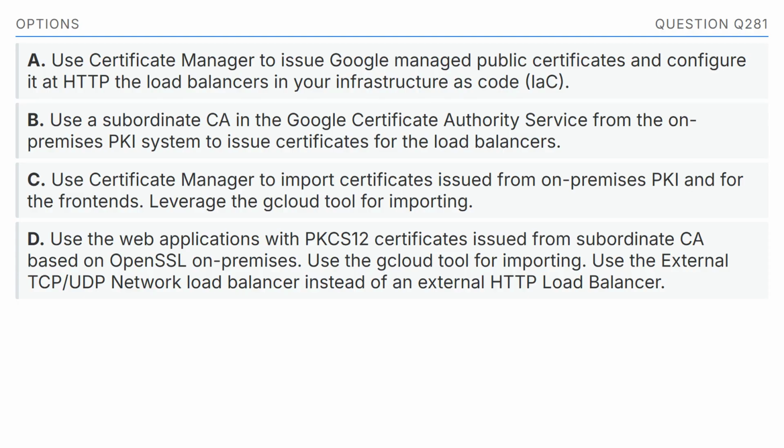Option D, use the web applications with PKCS12 certificates issued from a subordinate CA based on OpenSSL on-premises. Use the cloud tool for importing. Use the external TCP/UDP network load balancer instead of an external HTTP load balancer.